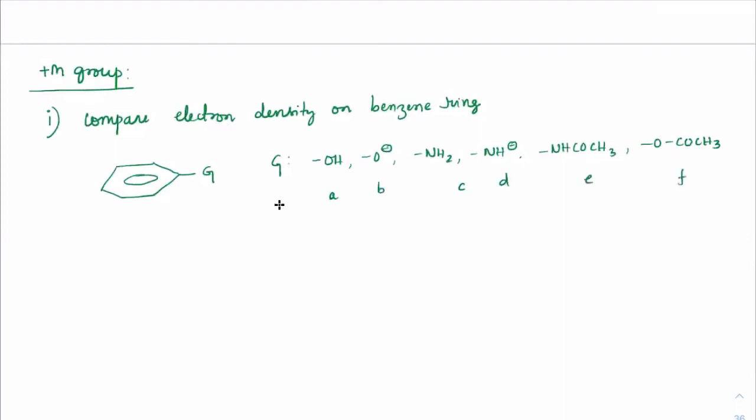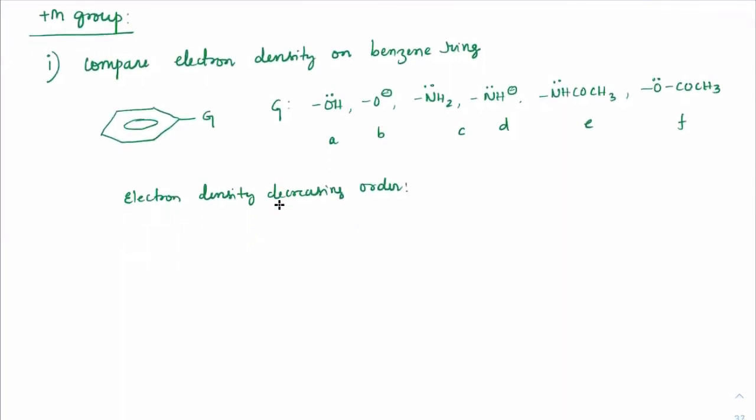Now you have to compare all of these: which will increase the electron density more and which will not increase the electron density. First of all, you can see all of them are giving plus M effect because all of them carry lone pairs. Anything that carries a lone pair and is connected to benzene will definitely give you plus M effect. That is one thing you got to understand.